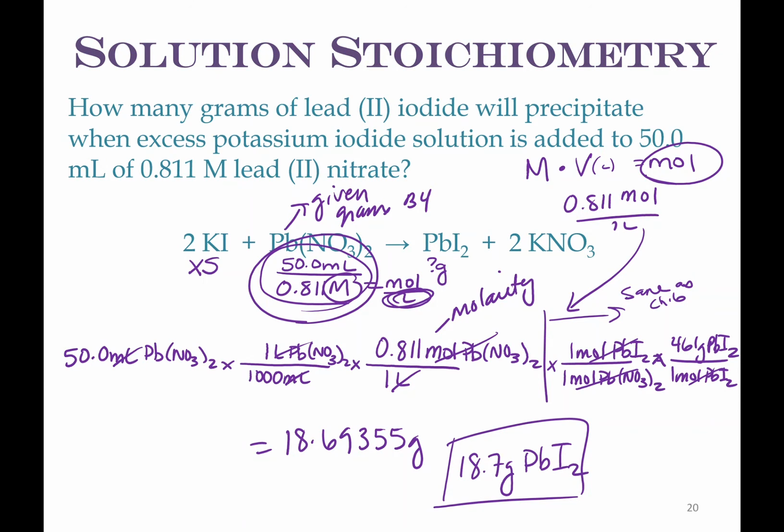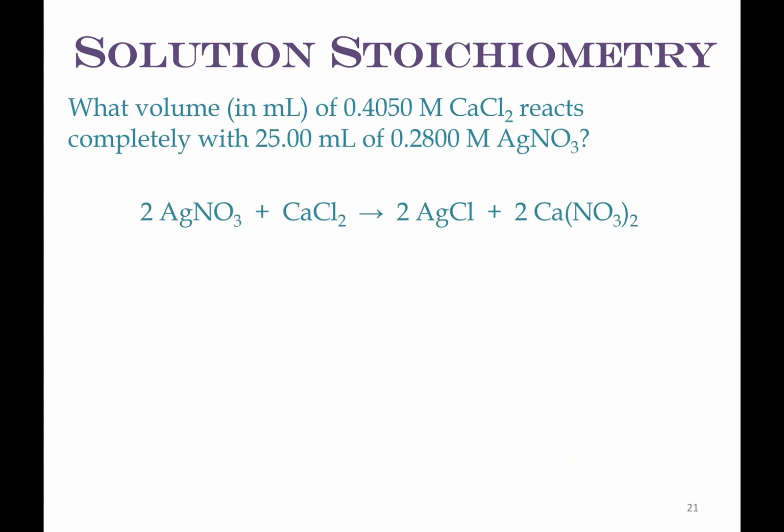Now, we only gave you one, just like we did in chapter 6 when we started. We only got information about one thing. This is not a limiting reactant problem. We said this one is an excess. So we're going to take a look at what happens. What volume in milliliters of 0.4050 molar calcium chloride reacts completely with 25 milliliters of 0.2800 molar silver nitrate?